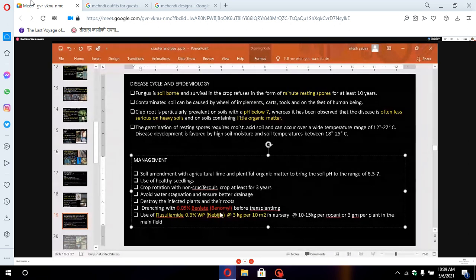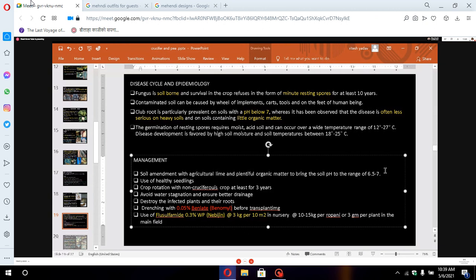Drenching is the option we have now: use of agricultural lime, integration of FYM, and again there are several reports that biocontrol agents such as Pseudomonas fluorescens are very effective in managing this disease. So you can advise biocontrol agent recommendation to the farmer or adopt it yourself.